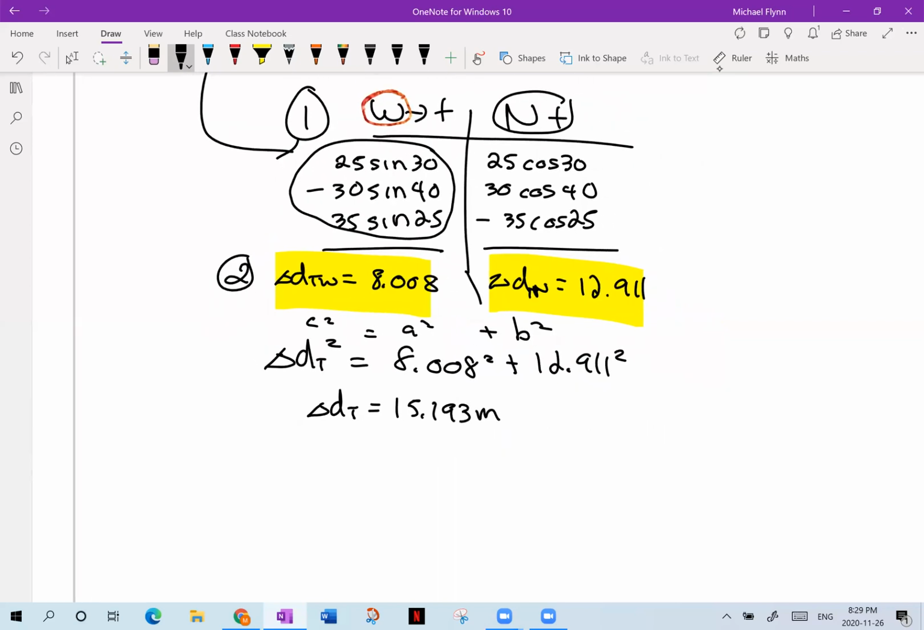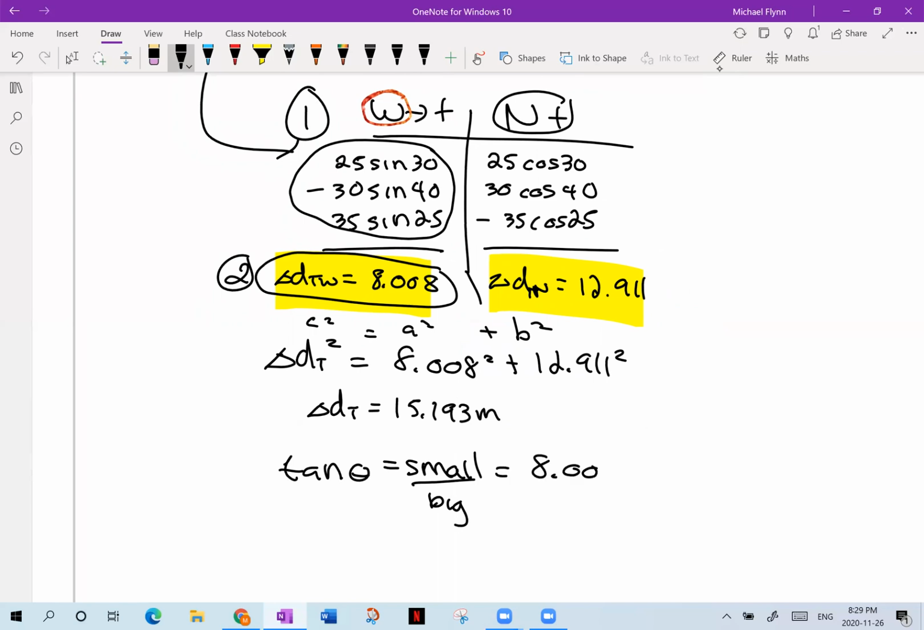Well, the trick for direction is tan of theta equals small over big. And the small one is the west component at 8.008. So let me write 8.008 divided by the bigger one, the 12.911, the north component. Now I'm going to note that I put west on top and north on the bottom. So my answer will be west of north. Okay, so let me make that point clear to you there, west of north.